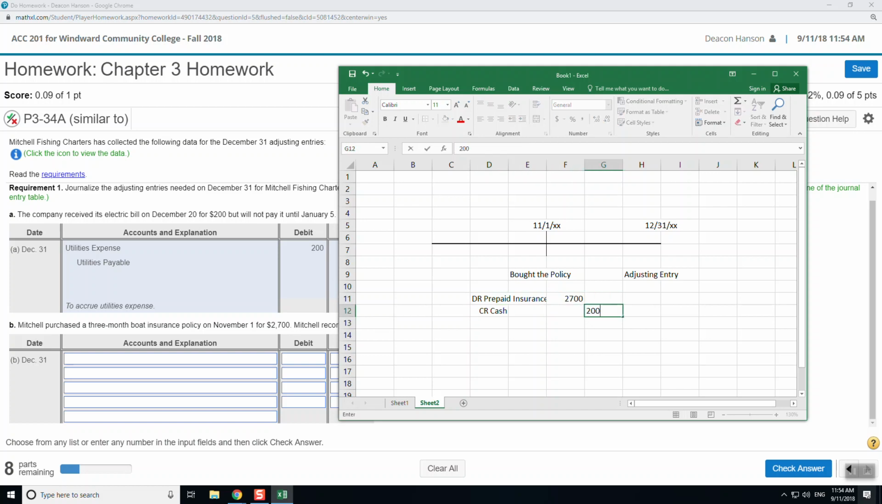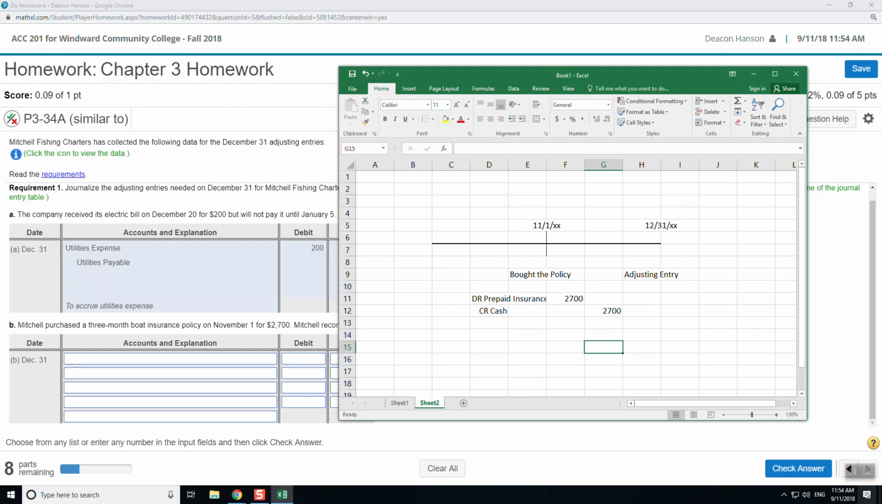Okay, so that would have been $2,700. When does the policy go into effect? Technically it will go into effect on November 1st. So when you buy it, it's prepaid insurance. As soon as it starts benefiting you, when it's effective, then it starts to become insurance expense. The problem is we're not going to record insurance expense every single day. It's not efficient. Okay. When do we make the adjusting entries?